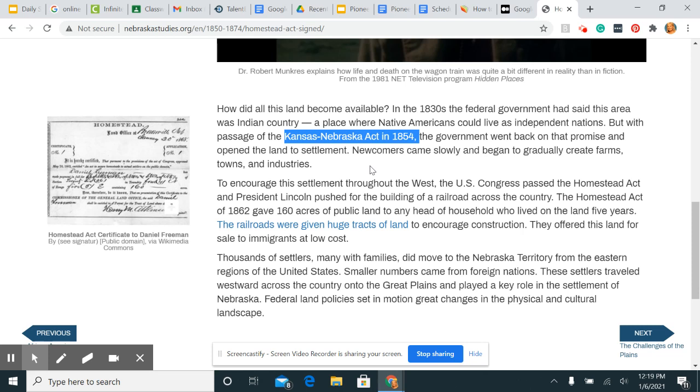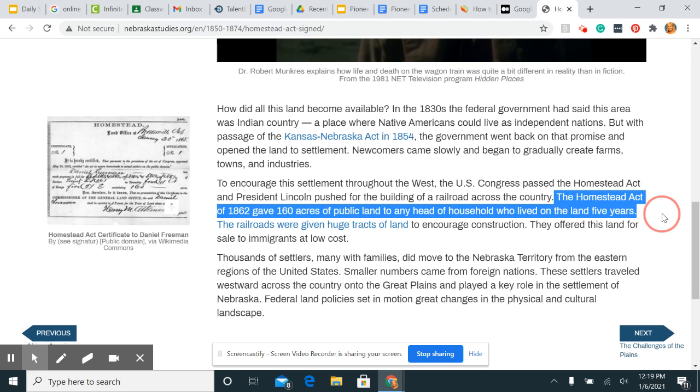All right, the next question said the Homestead Act of 1862 gave how many acres to settlers who lived in the land for at least 5 years? Well, right here it talks about the Homestead Act. It gave 160 acres to any head of the household who lived on the land for at least 5 years.